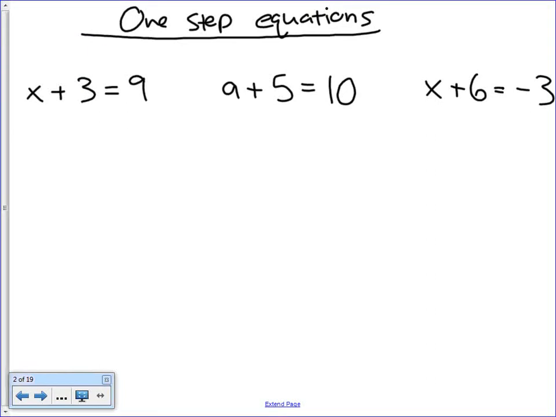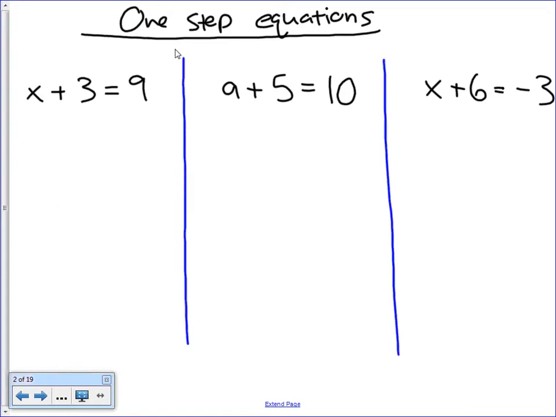In this video, we're going to be talking about one-step equations. So here we have some equations, and I'll make little lines here to separate the problems. Let's take a look at the first equation. Reading it out, we've got x plus 3 equals 9.